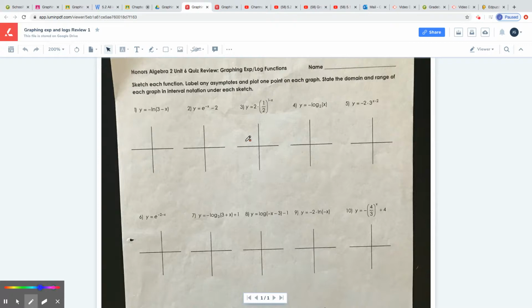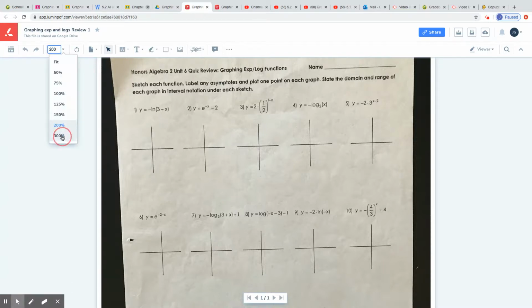All right, so I'm going to go over problems from this first review. The thing you've got to be careful about is that now we have exponentials and logs intermingled. So make sure that we're using the right basic shape and the right points. With number one, we have a log graph.